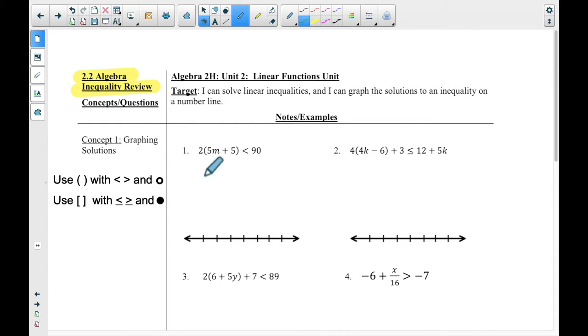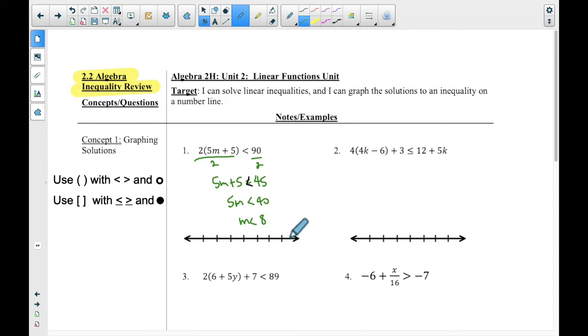One thing is, in the last lesson we learned that instead of multiplying this out, you can divide it, and you can do it either way. I'm going to divide it. I get 5m plus 5 equals 45. Actually, it's not equals, is it? I need to change that to be less than. Okay. Then I'm going to subtract my 5 from both sides. So I get 5m is less than 40. And I divide by 5, and I get m is less than 8. Okay, hopefully everyone knows how to solve that.